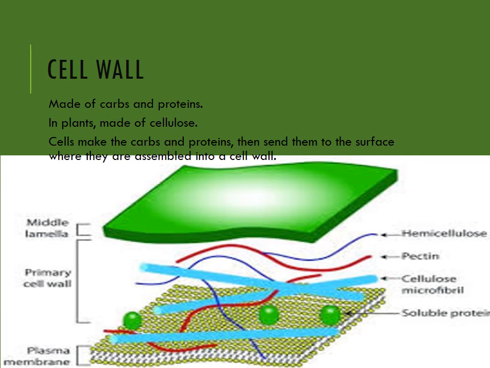All right, the cell wall. The cell wall is made up of carbohydrates and proteins. It is found only in plants and it's made of cellulose, as you can see here, carbohydrates. The cell makes the carbohydrates and proteins, and then sends them to the surface where they can be assembled into the cell wall. So basically, this is one of the structures that gives the rigidity of plant cells and the structure of a plant overall.